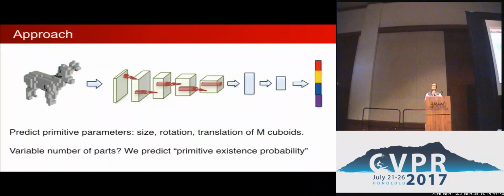Now, two interesting aspects here. One is how to deal with variable numbers of parts. Not every shape has the same number of parts. Some chairs don't have arms, for example. And one way to deal with that is to generate a certain probability for each part. That is, you estimate m parts, but for each of them you give a probability that it's actually present. So for parts that have very low probability, you can just truncate them off.